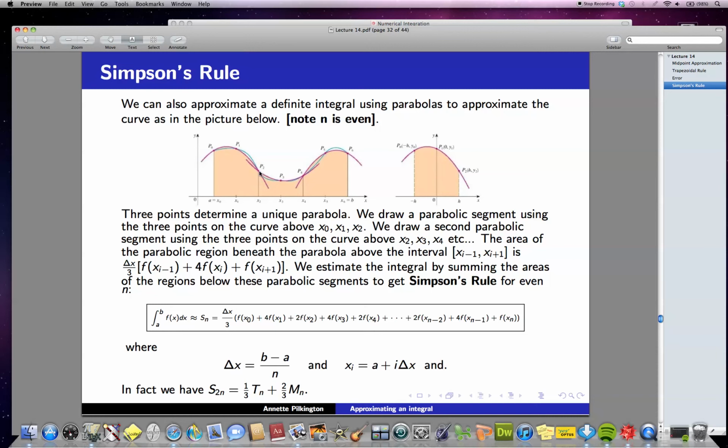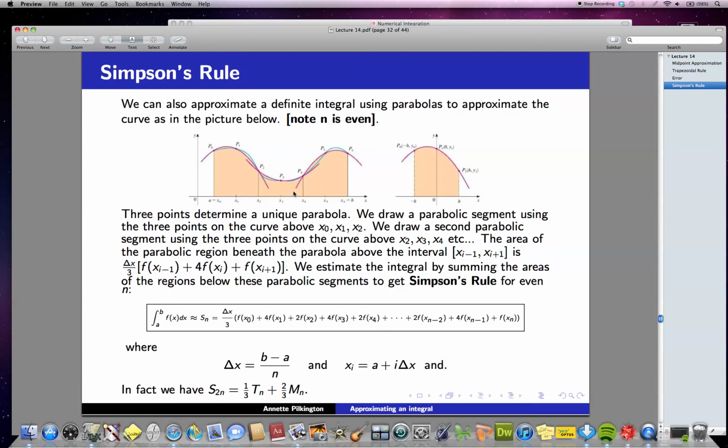I connect the 3 points on the curve directly above the endpoints of these 2 subintervals, and I connect those with a parabola, the unique parabola passing through those points, and I shade the region under that parabola, calculate its area, and that is my approximation to the area under the curve above these 2 subintervals.